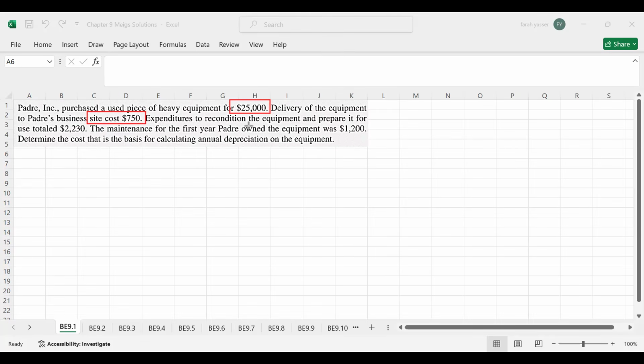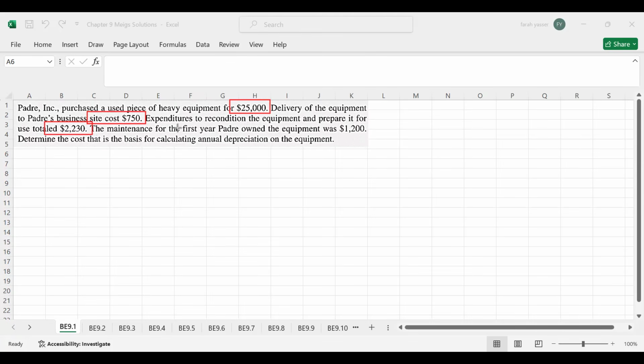The expenditure to recondition the equipment and prepare it for use. Reconditioning the equipment means this expenditure is necessary to put the asset to use, to bring the asset into usable form. So this is a necessary and reasonable reconditioning expense. So this becomes part of the cost of the asset.